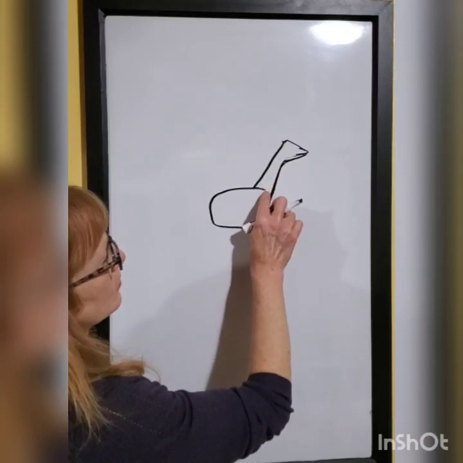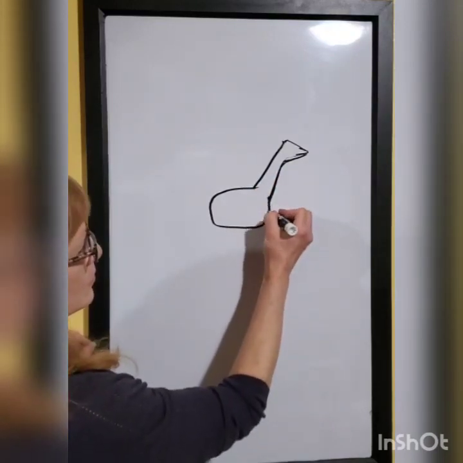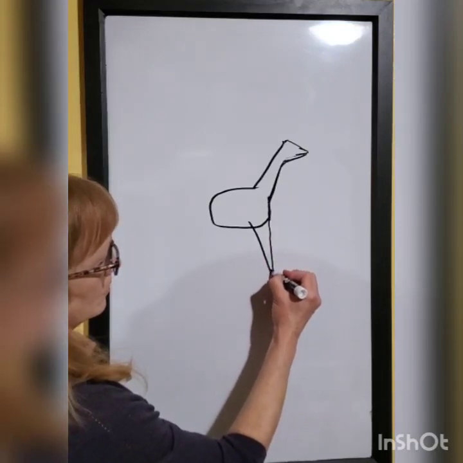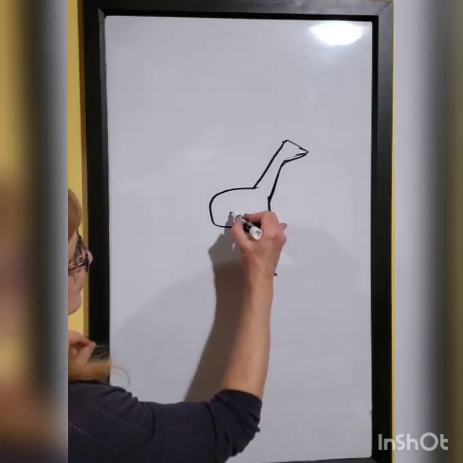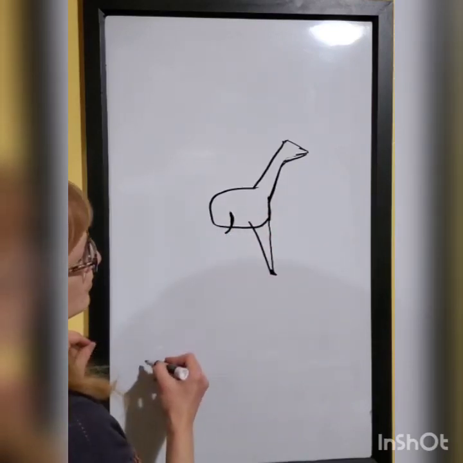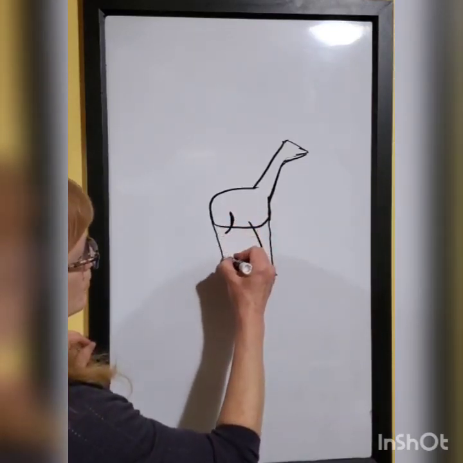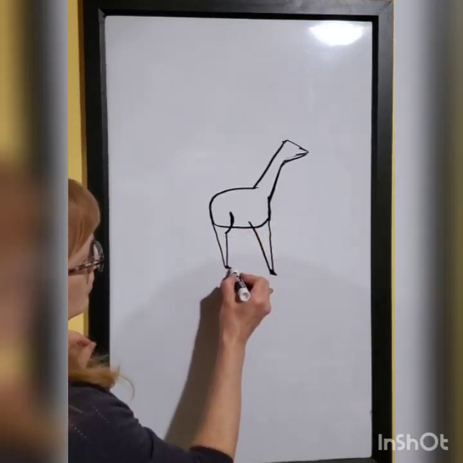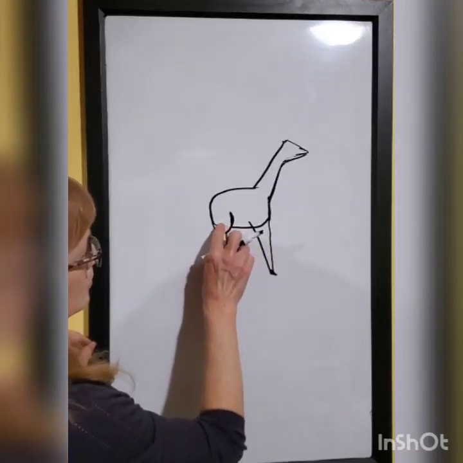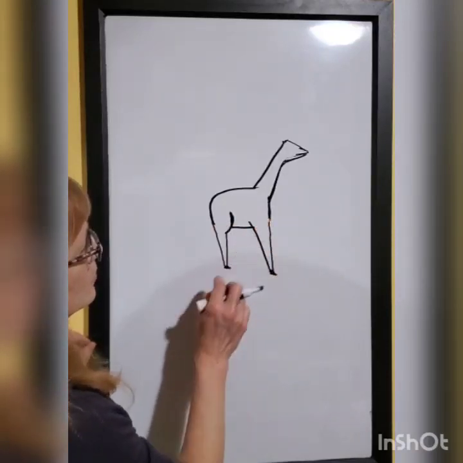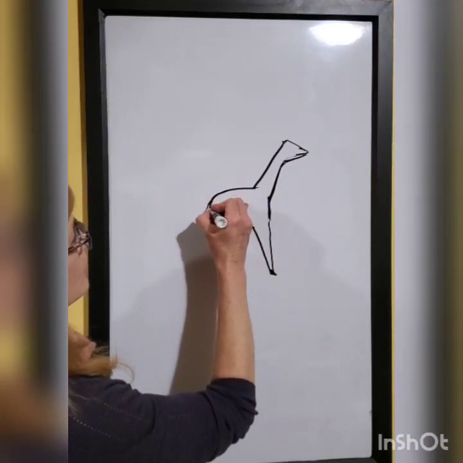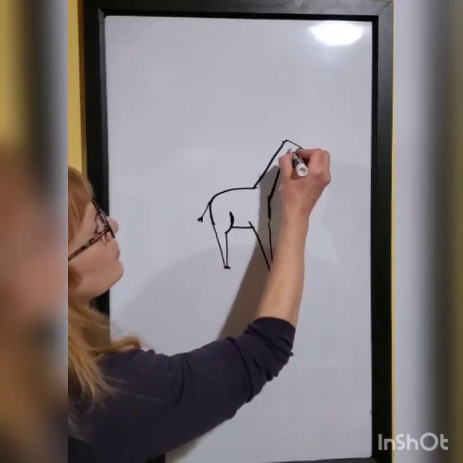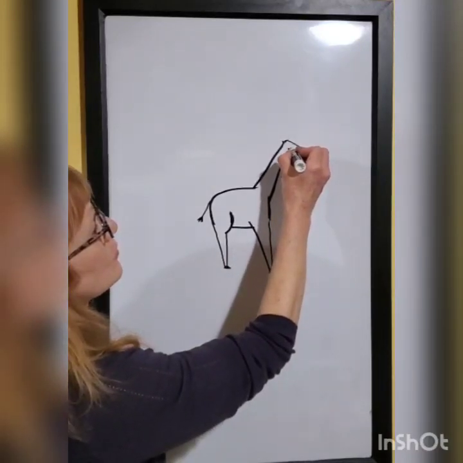Let's move on to the legs. Giraffes have long legs, and we will draw a long line from the side of the body and add another line to make the front leg. As I begin the back leg, I will put a curved line for the hip and then draw 2 straight lines. I will then add the giraffe's tail and a little eye and horns and an ear.